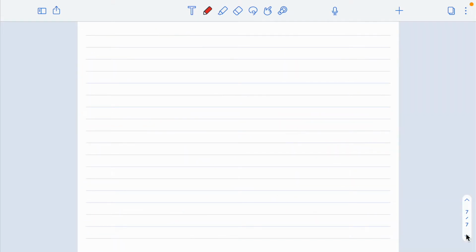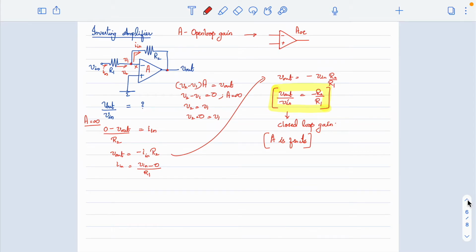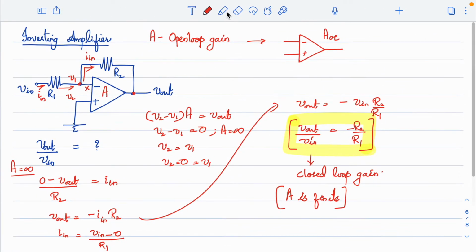Or let me write it here. So what we are going to discuss now is the effect of finite open loop gain in the same inverting amplifier. This is what we have seen. I hope this is clear.